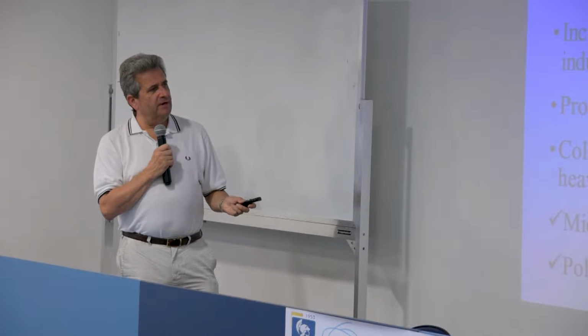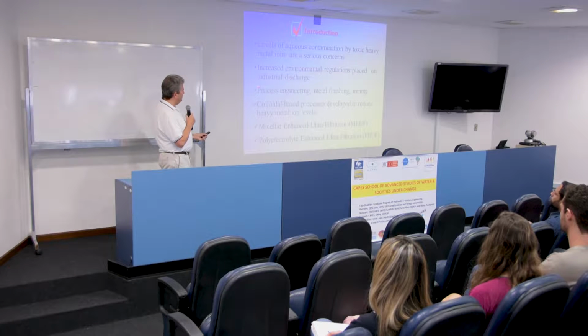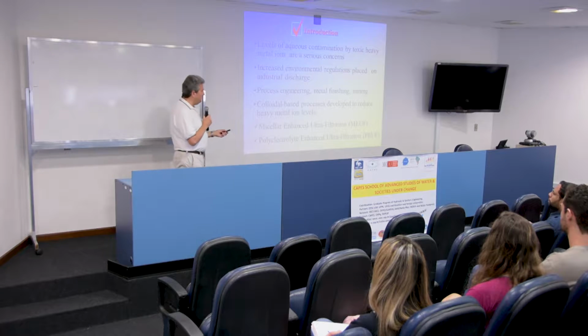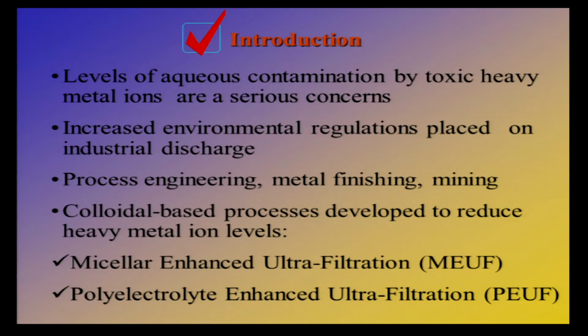So we're seeing increased environmental regulations being placed on the industrial discharge of heavy metals. It's generally industry which are producing them. So we can give a few examples. So here I've mentioned process engineering. Mining's producing a great deal of metal ions, as I mentioned yesterday, but also producing metal products, so any kind of metal working or metal finishing. Also, dyeing industries, textile industries, they produce lots of heavy metals. So it's generally the industry that's discharging them into the environment.